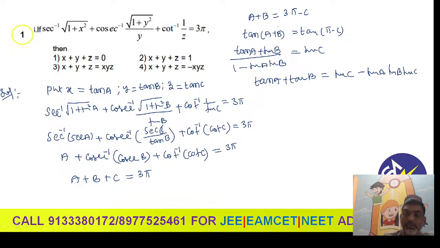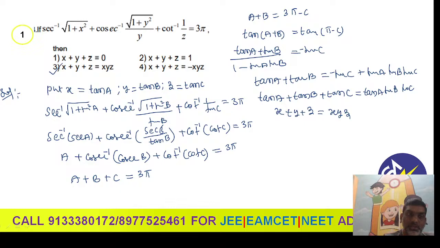And one more point, 180 minus c is second quadrant, it is negative. So this is negative, it is positive. Send minus tan c to this side, so that we get tan a plus tan b plus tan c, which is equal to tan a into tan b into tan c. So what is tan a here? x plus y plus z is what we are getting, as x, y, z. So option number 3 is correct.